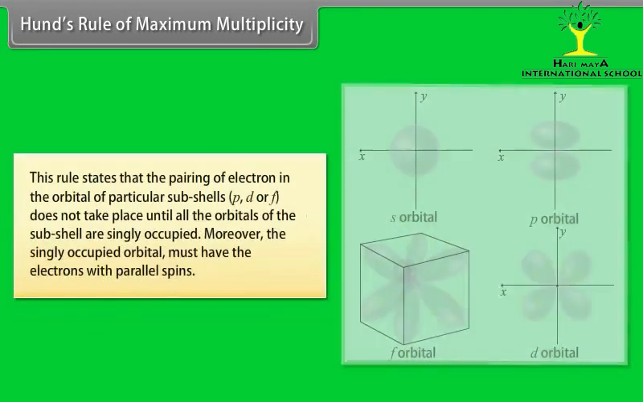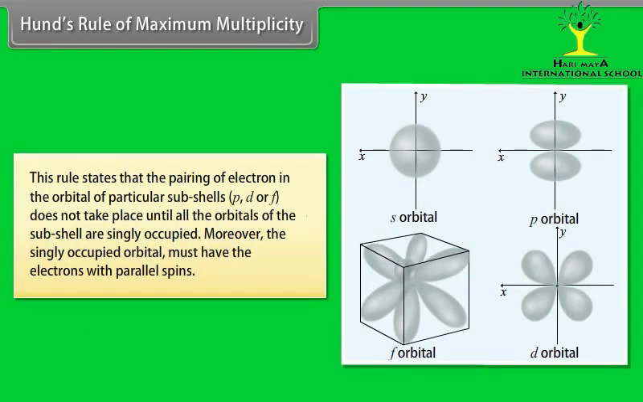Hund's rule of maximum multiplicity. This rule states that the pairing of electrons in the orbitals of a particular subshell, p, d or f, does not take place until all the orbitals of the subshell are singly occupied. Moreover, the singly occupied orbitals must have electrons with parallel spin.